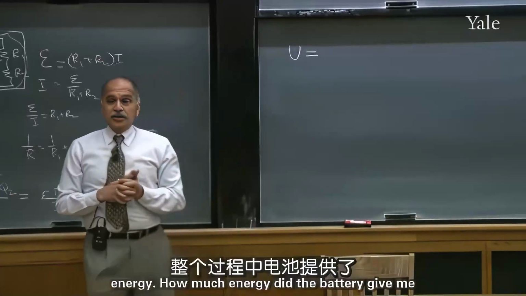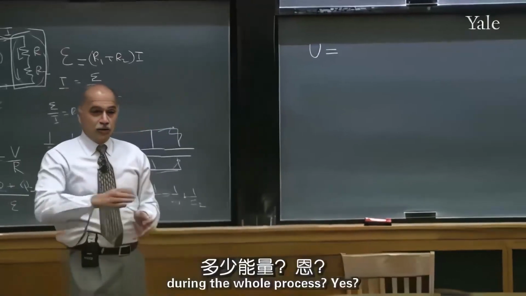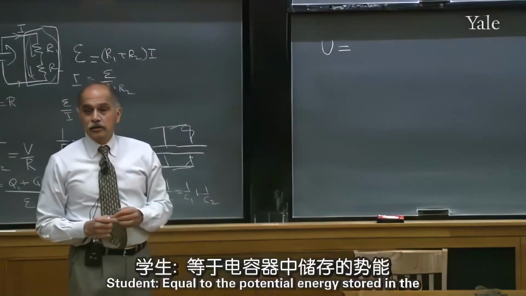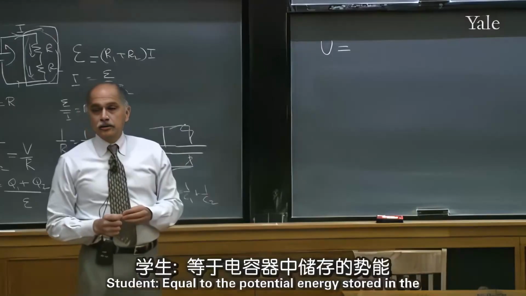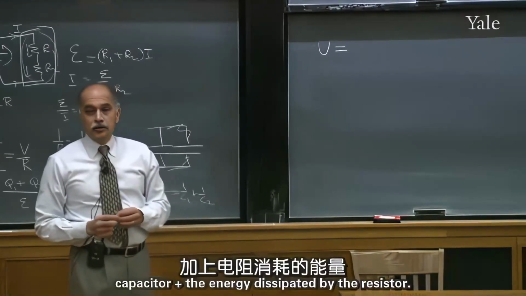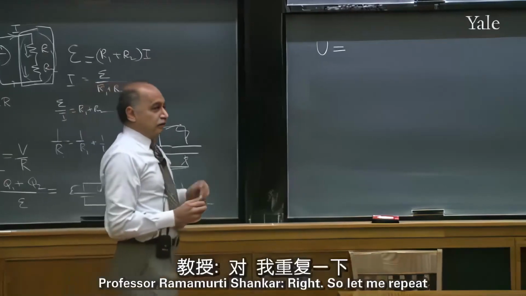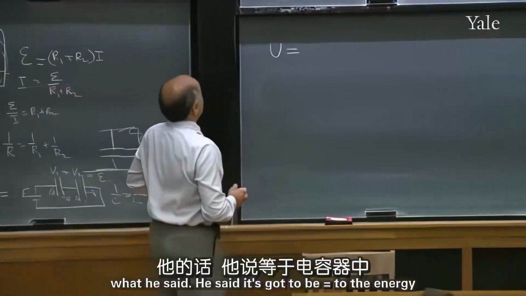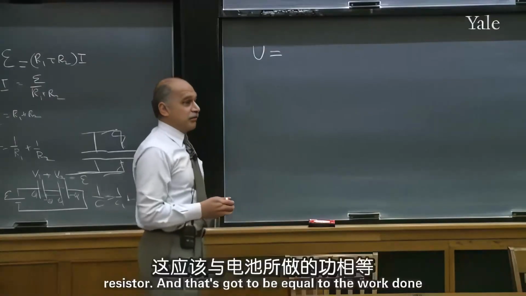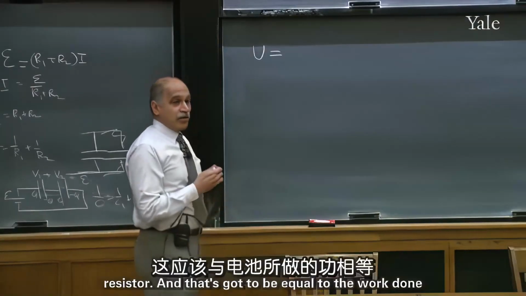How much energy did the battery give me during the whole process? It's equal to the potential energy stored in the capacitor plus the energy dissipated by the resistor. Right. So let me repeat what he said. He said it's got to be equal to the energy stored in the capacitor plus the energy dissipated in the resistor. And that's got to be equal to the work done by the battery.